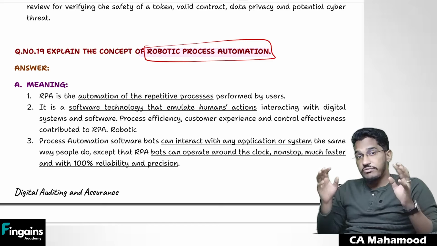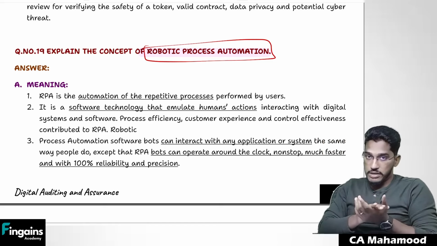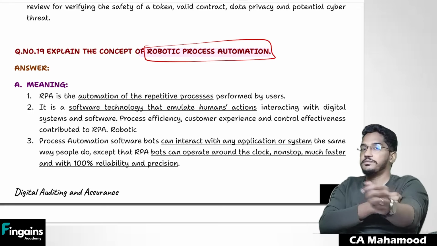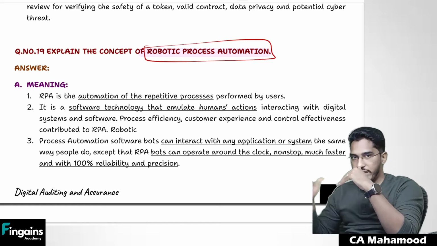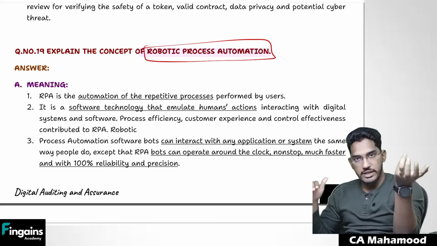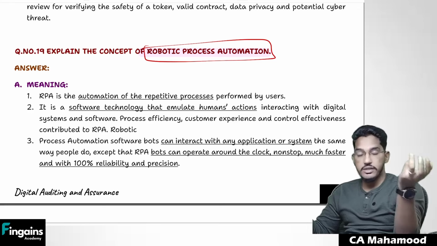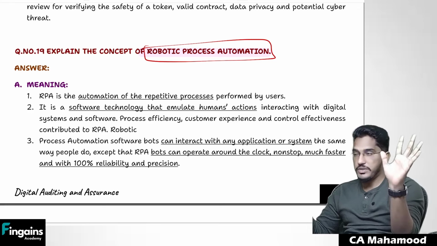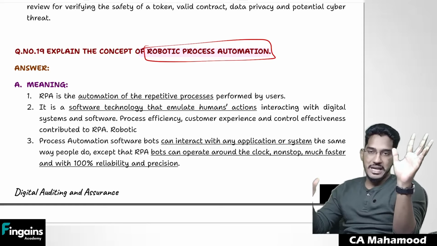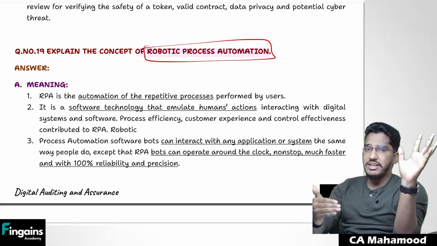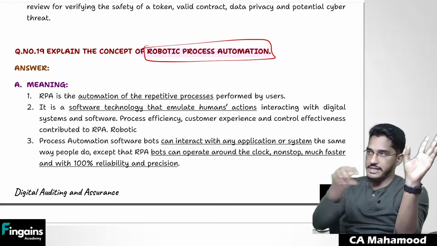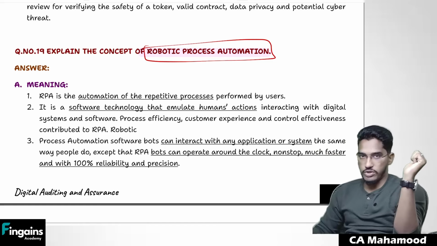If at all the software is unable to solve your problem, then a human being will come and address your issue. But whatever routine things are there, all those are taken care of by the software itself, that bot itself. So this is what we call robotic process automation. Whatever process is very mechanical in nature, that will happen automatically with the help of software bots. This entire process we call robotic process automation.